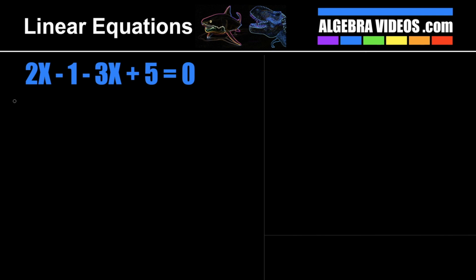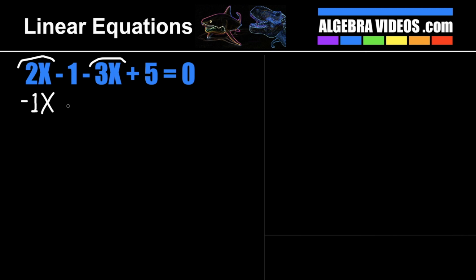The first thing we can do is make this problem a little smaller and simpler just by combining these terms here that are similar and rewriting it as a smaller problem. 2x and minus 3x simplifies to a negative 1x. So the first thing we can do is simplify anywhere we can. So 2x minus 3x is negative 1x.